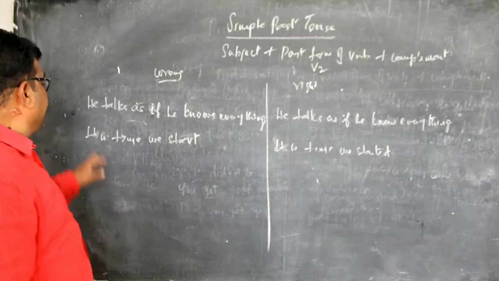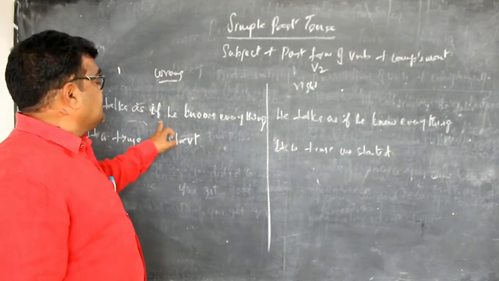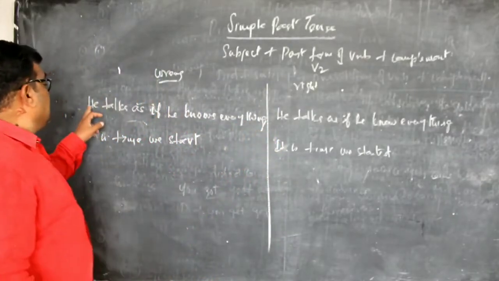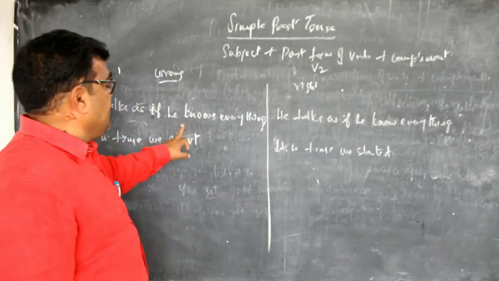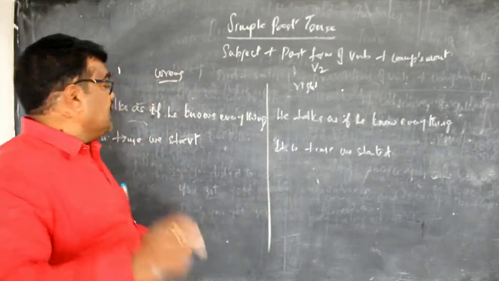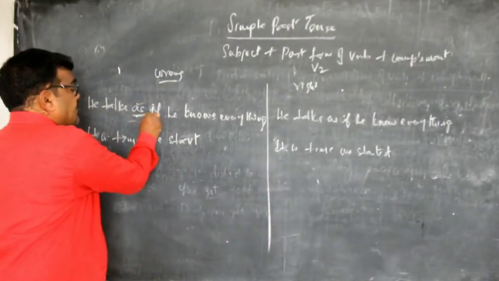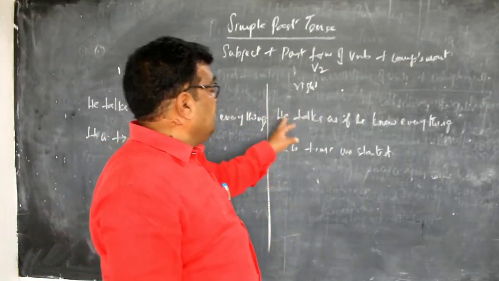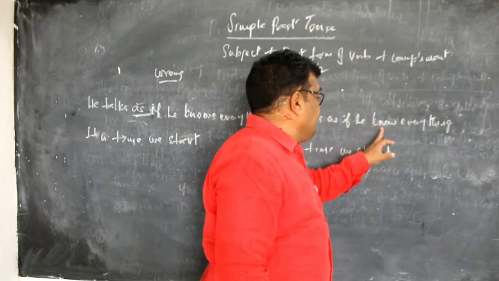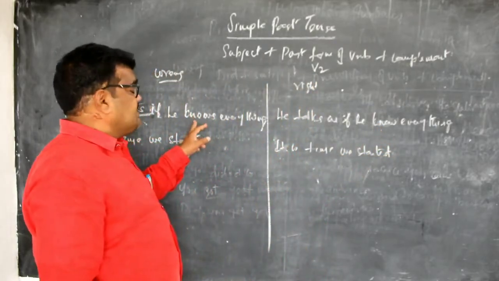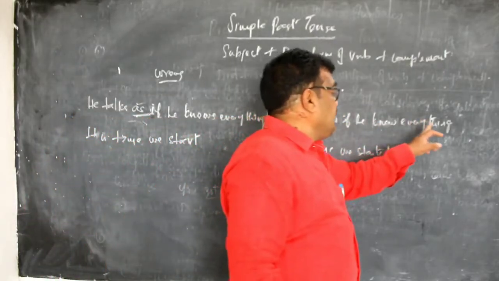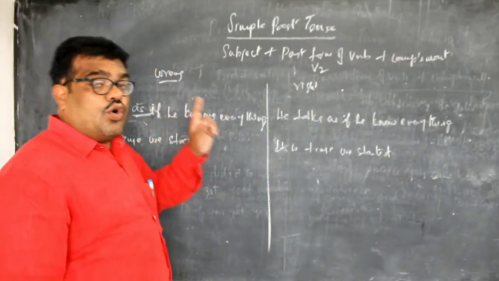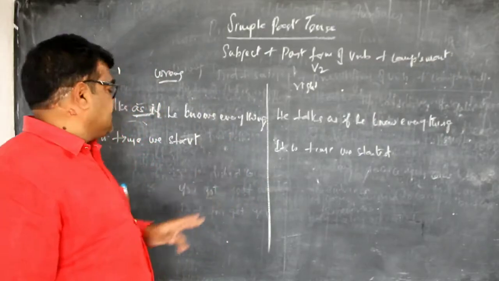Some examples. He talks as if he knows everything. Observe this. He talks as if he knows everything. There is one condition: as if is always followed by past tense. So, he talks as if he knew everything. Once again, as if is always followed by past tense.